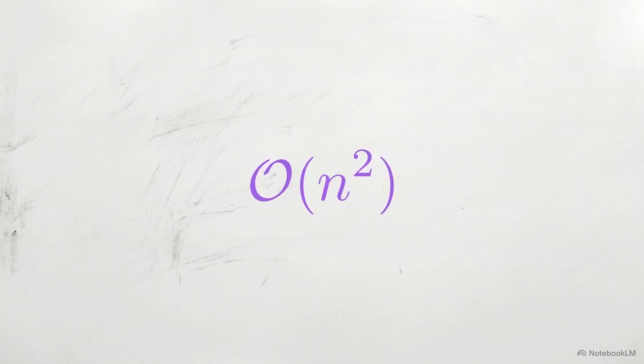Apply our rule about dropping constants. The 1/2 fraction is a constant, so we throw it out. The true time complexity is simply big O of n squared.